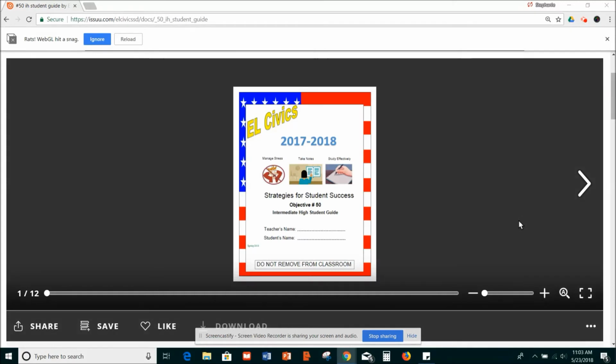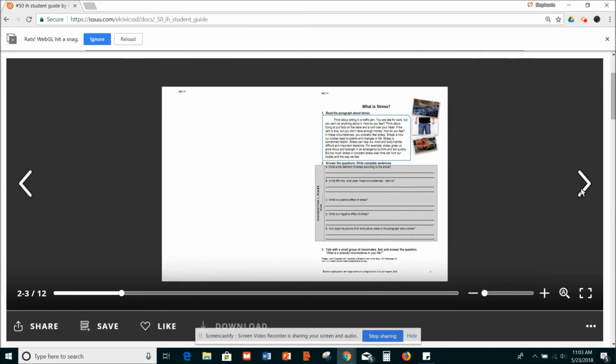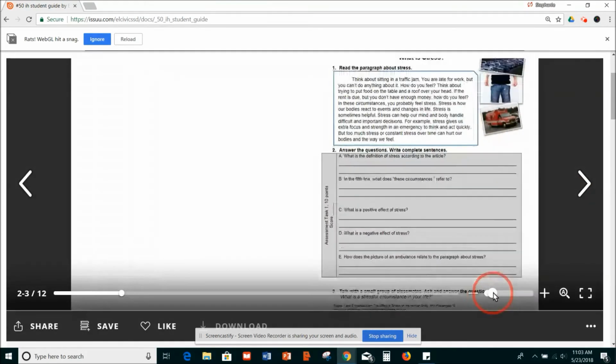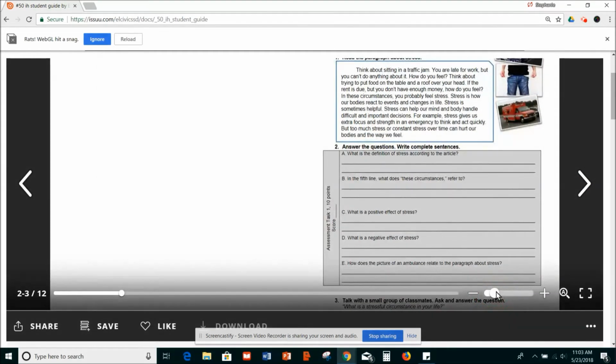Now let's take a look at the Intermediate High Student Guide. This guide is formatted like the beginning level guide. Students read about stress and answer text-dependent questions. Assessment tasks are indicated by the gray shaded boxes.